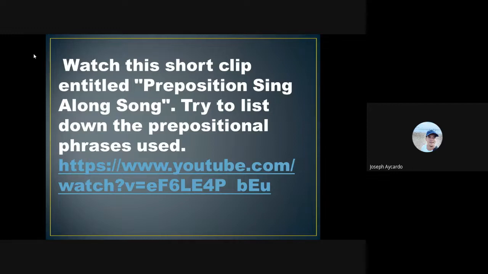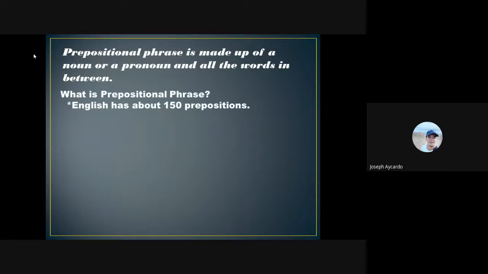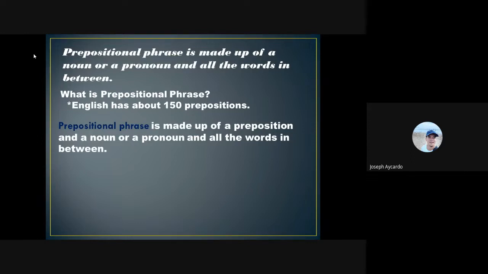Okay. So did you list down the prepositional phrases that were used? Okay, very well, children. So now let us proceed to our lesson. A prepositional phrase is made up of a preposition, a noun or a pronoun, and all the words in between. What is a prepositional phrase? English has about 150 prepositions. Again, a prepositional phrase is made of a preposition and a noun or a pronoun and all the words in between. Do you understand, children?